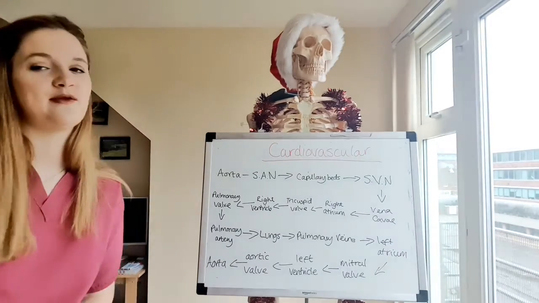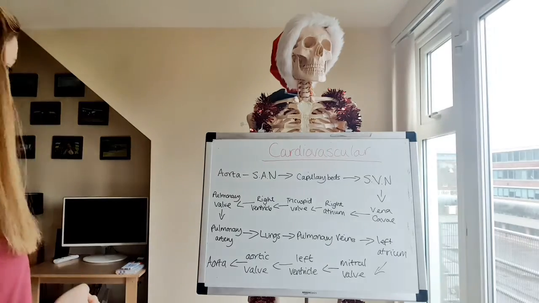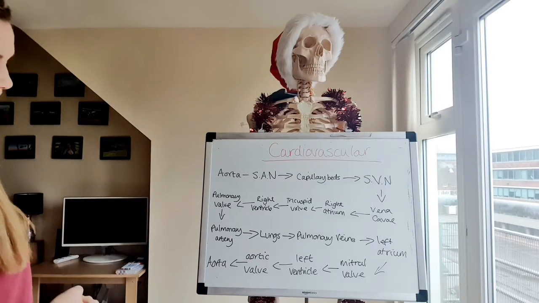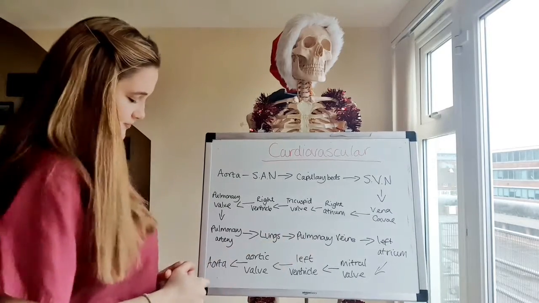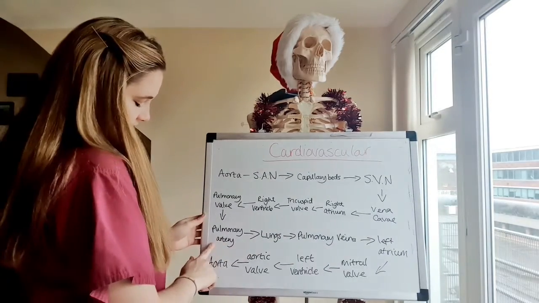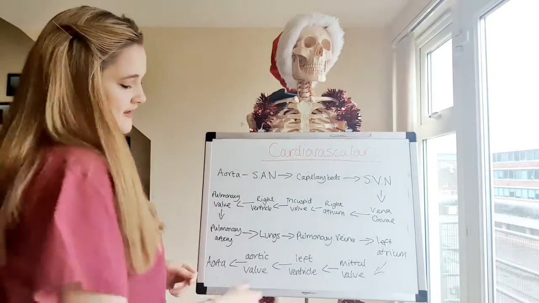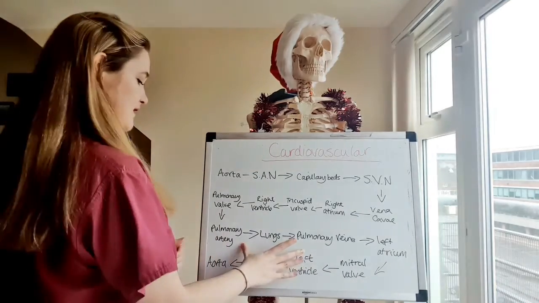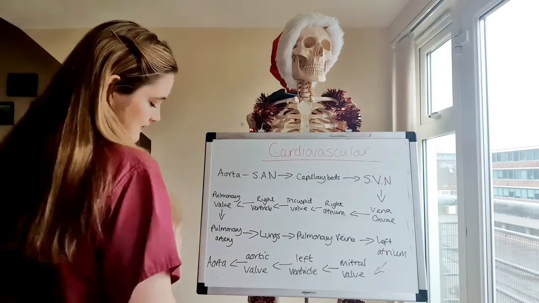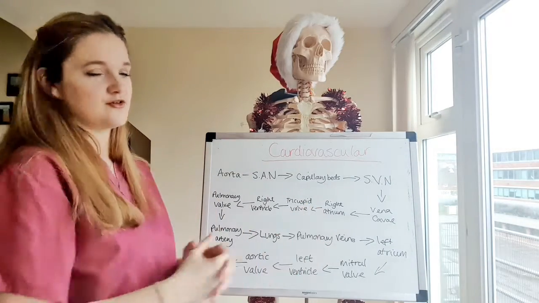I'm going to leave this up for a little bit longer in case you want to have a look. But yeah, just main big things to remember are the pulmonary artery and the pulmonary vein. So this is the only artery that carries deoxygenated, and this is the only vein that carries oxygenated. And these are either side of the lungs. So go in with no oxygen, come out with oxygen.